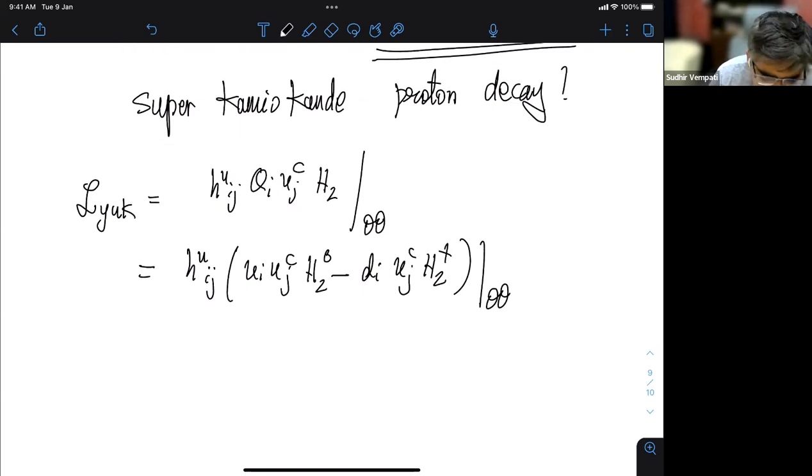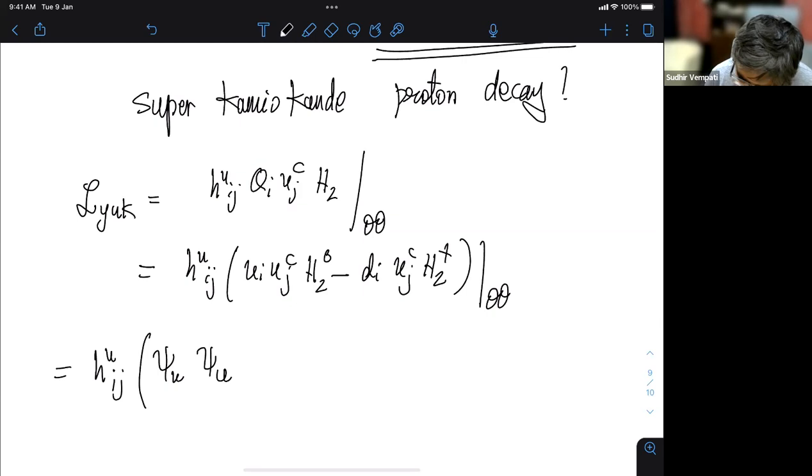So this gives me H_ij. The component fields, how many I'll get essentially is, I take the psi out of this, another psi here, and a phi here. Okay, and then I can repeat this combination. So I can keep psi_u, psi_uj^c, okay, psi_ui, psi_uj^c, phi of H2^0.